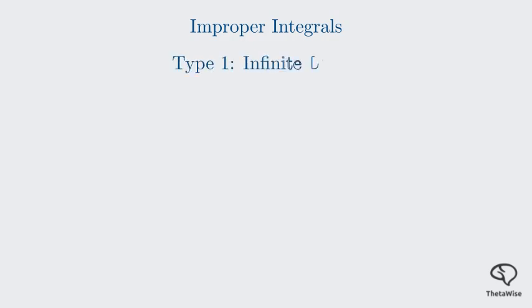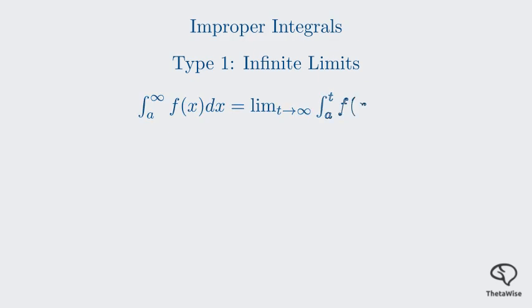Type 1, infinite limits. To evaluate an integral from a to infinity of f(x) dx, we replace the infinity with a variable, say t, and take the limit as t approaches infinity. So, the integral from a to infinity of f(x) dx is defined as the limit as t approaches infinity of the integral from a to t of f(x) dx. If this limit exists and is a finite number, we say the integral converges. If the limit is infinite or does not exist, we say the integral diverges. Let's look at an example.